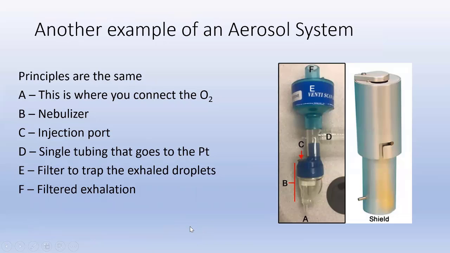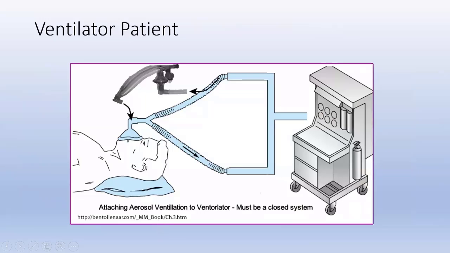Here's an example of another aerosol system. It's basically the same. You've got your oxygen coming in here. You have your nebulizer. It's going to cause the swirling of the liquid to convert it into little fine droplets. Here's the injector in this scenario. Here you only have 1 tube, not 2, but it's going in and out. So when the patient inhales, it's going this way, and when they exhale, it's going in that direction. And here you have a nice filter to trap any droplets that might be exhaled from the lung. And of course, here you have the shield to protect us, the technologist.